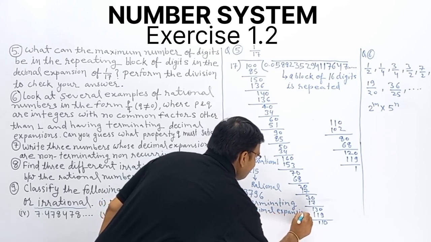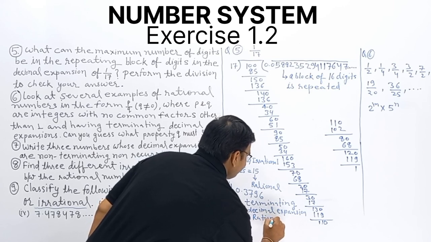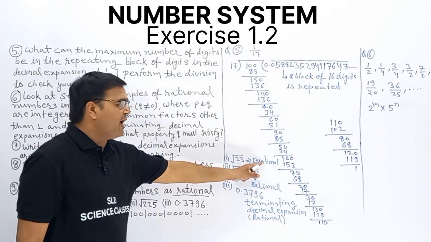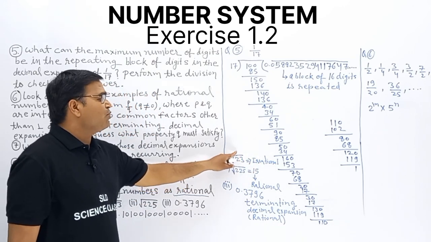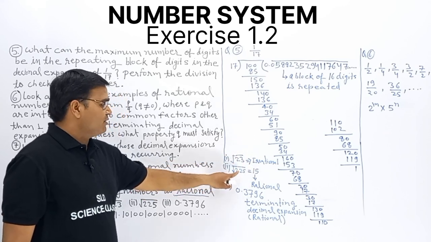Terminating decimal expansions are rational numbers. Terminating decimal numbers are what? Rational. So the first one is irrational. Why? The square root of a prime number is what? Irrational.